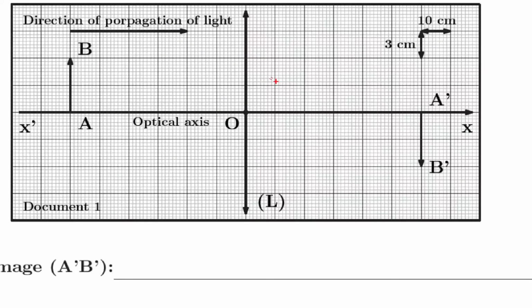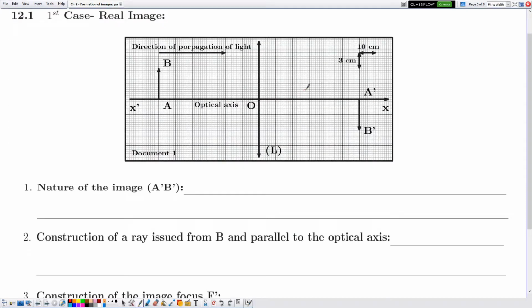Here in this document we have the object AB and we have the lens L, and we have the image A prime B prime given by the lens L of the object AB. But in this case we don't know the position of the object focus or the image focus. So the aim of this section is to construct the image focus. And number 1, they are asking me about the nature of the image A prime B prime. So in this case, the image A prime B prime is real.